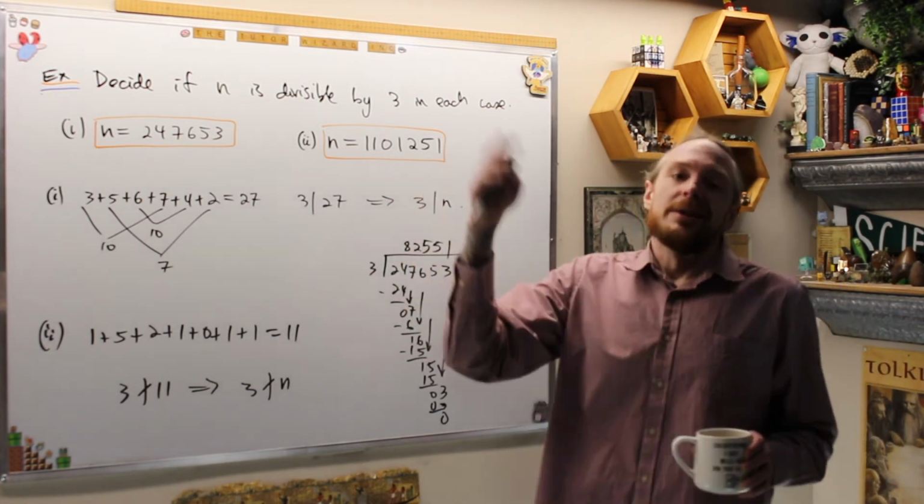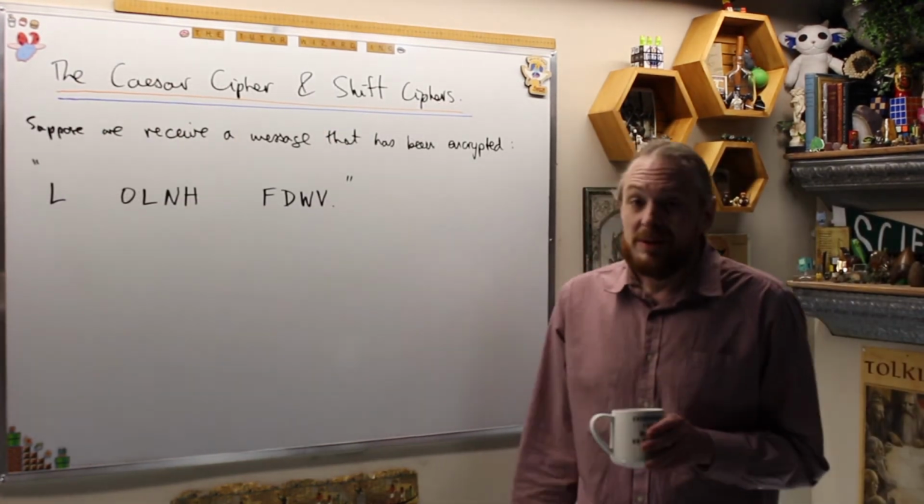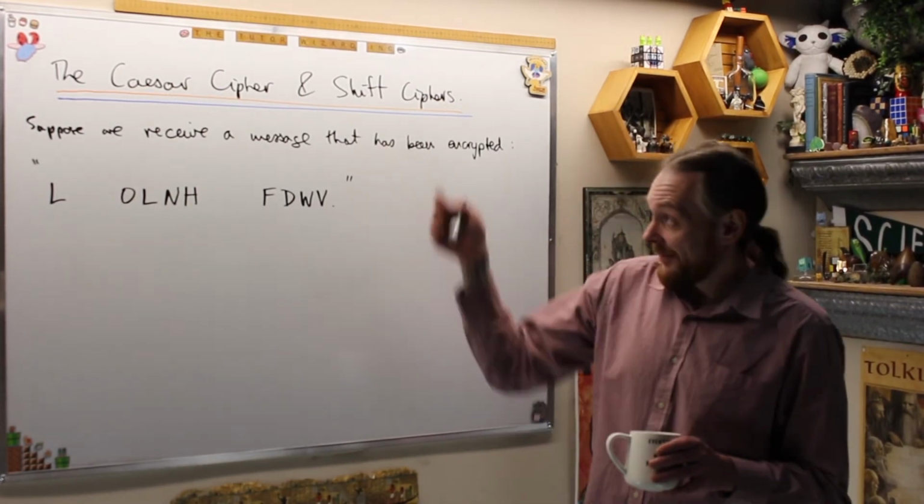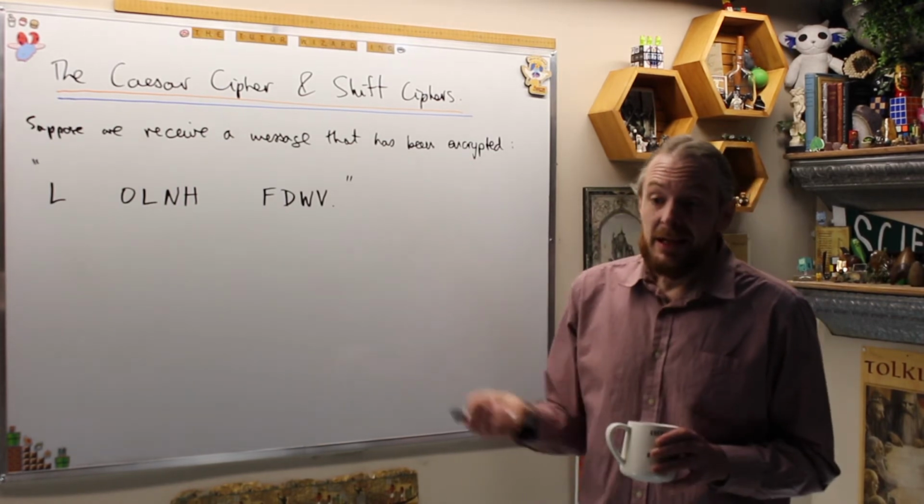Let's do the Caesar cipher. Okay, now another application of congruence mod m. We don't actually need it for that, but the extension to the Enigma machine cipher from the Caesar cipher, or shift ciphers, is going to be extremely relevant.